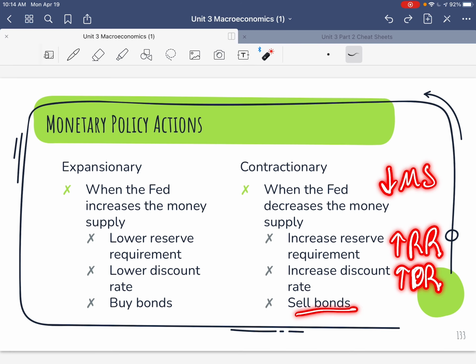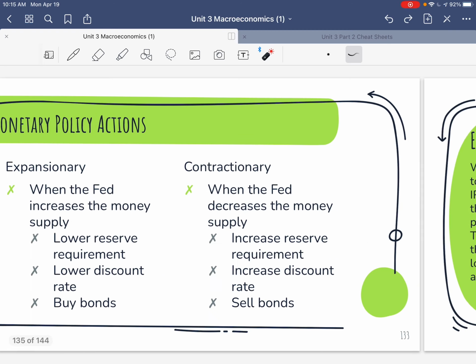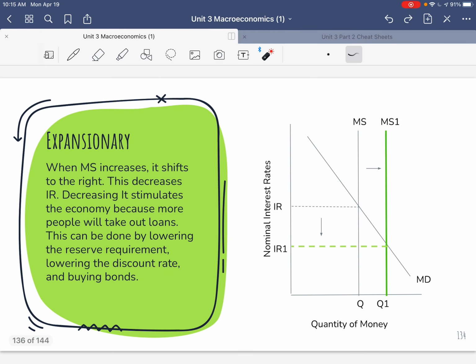Or we can sell bonds, and selling bonds would be the government issues those treasury bonds. Think like issuing people a piece of paper, even though it's all done online now, and taking citizens' money out of the money supply, which later on it will be put back into the money supply because of interest rates. But right now, it would decrease the money supply. Okay? So here's what happens on the graph.